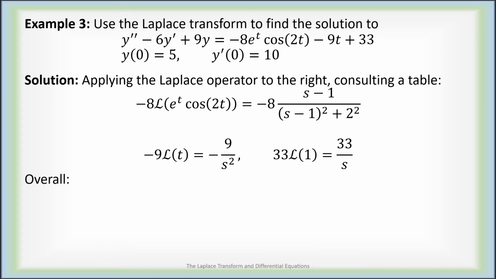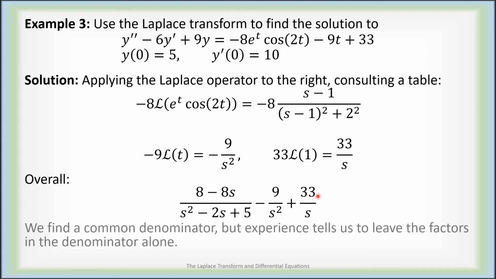Altogether, the Laplace transform of the right-hand side can now be put together as, well, this first term, I'm going to go ahead and distribute the negative 8 to give me 8 minus 8s over this denominator. Expanding all of this out, s minus 1 squared plus 2 squared becomes s squared minus 2s plus 5. Here we have minus 9 over s squared. Here we have 33 over s. Now we are going to want to find a common denominator, but trust me, you want to not distribute that common denominator. Leave it factored.